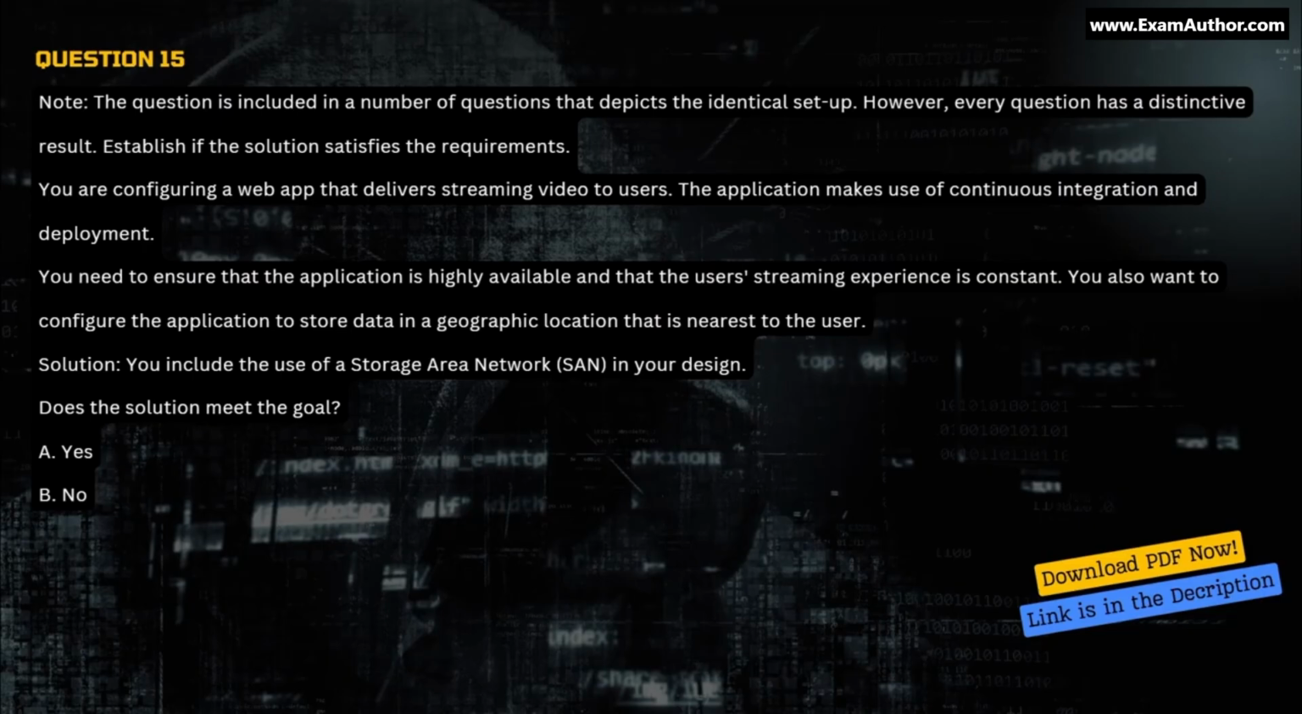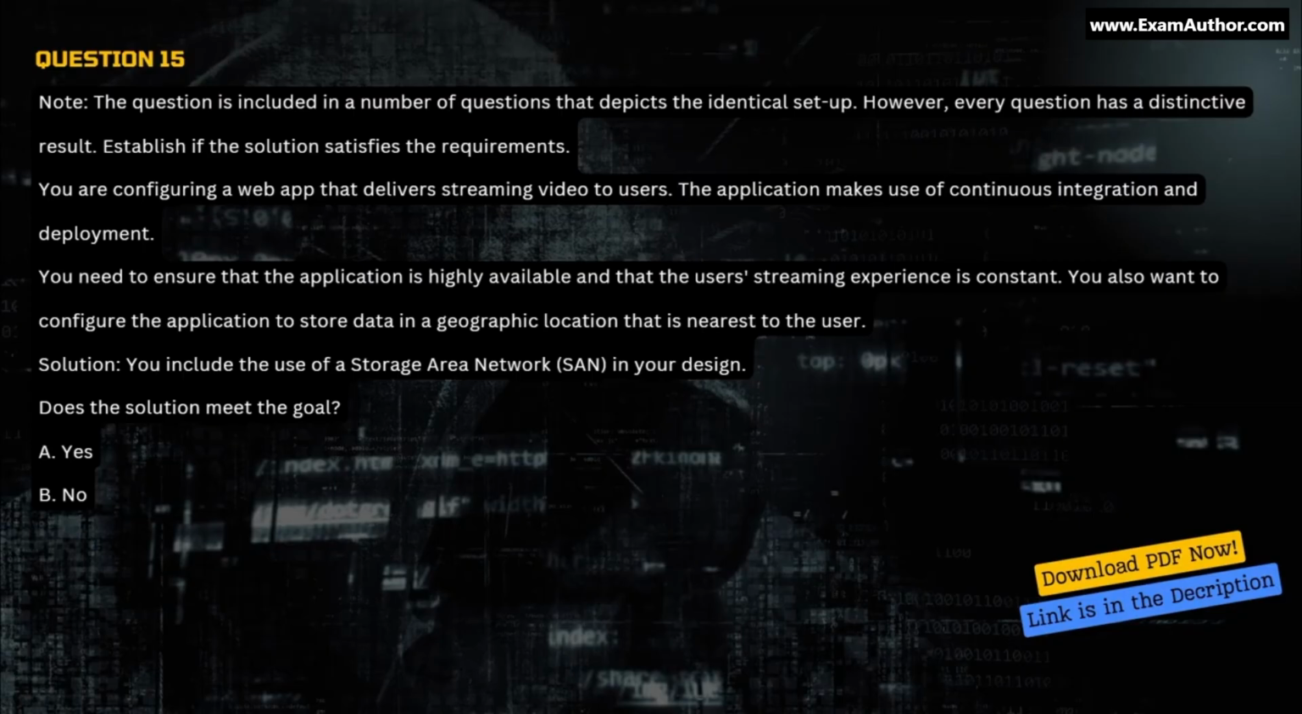You are configuring a web app that delivers streaming video to users. The application makes use of continuous integration and deployment. You need to ensure that the application is highly available and that the user's streaming experience is constant. You also want to configure the application to store data in a geographic location that is nearest to the user. Solution: you include the use of a Storage Area Network (SAN) in your design. Does the solution meet the goal?